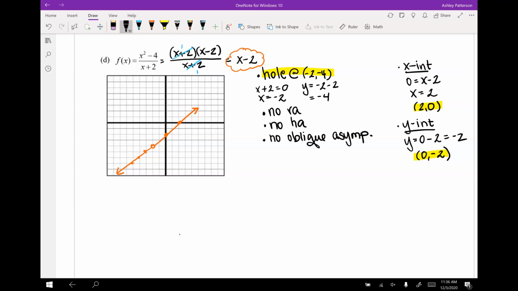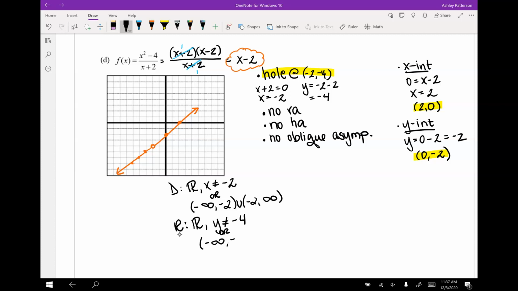Excellent. Now for the domain, it's a linear function, but it does have a removable discontinuity. So we're going to say all real numbers, but x cannot equal -2. Yes, vertical asymptotes don't exist here, but we need to acknowledge the discontinuity like we saw in example E. So we could also say -infinity to -2 union -2 to infinity. Okay, for the range, I don't know if we did it in the previous one. We might have to go back. It's all real numbers except for the discontinuity, which is at -4. So we're going to say -infinity to -4 union -4 to infinity.